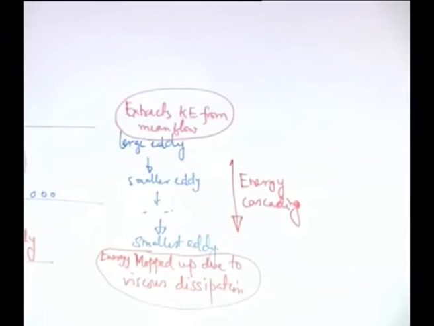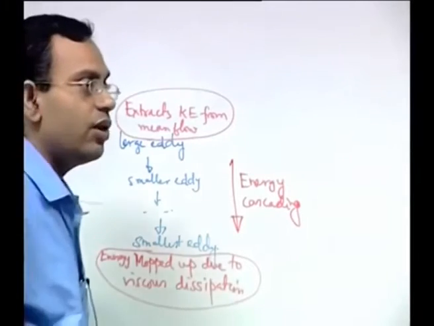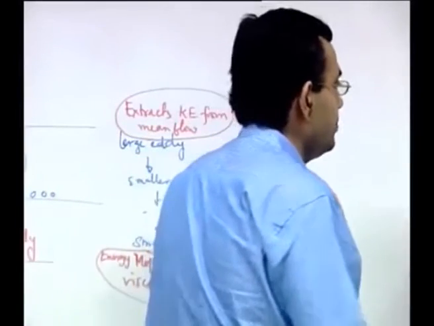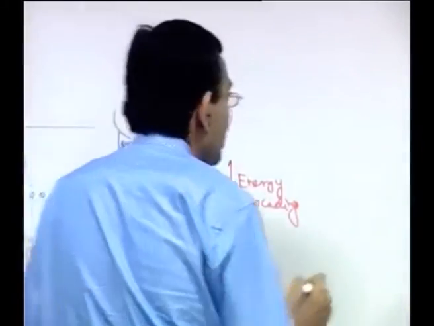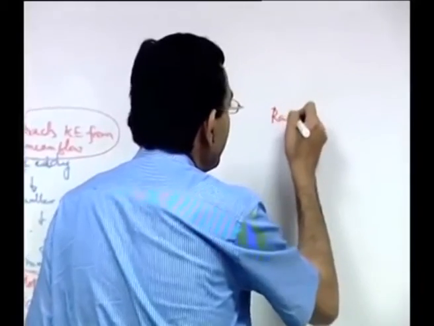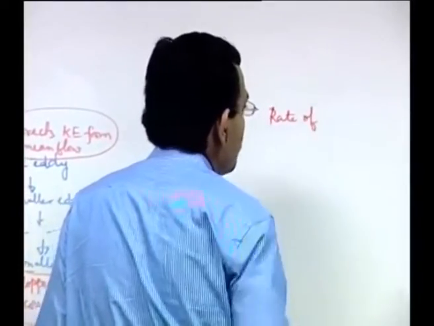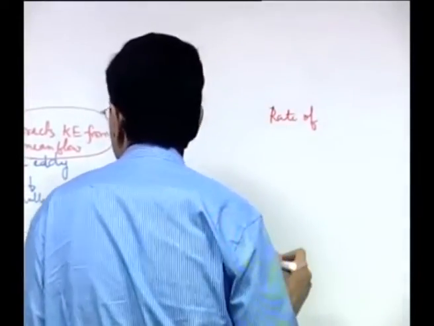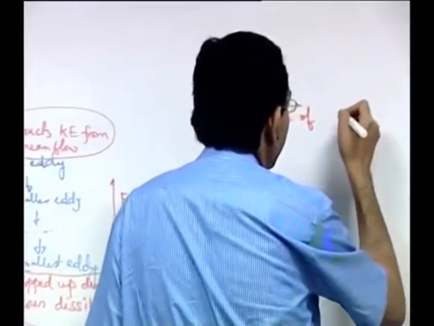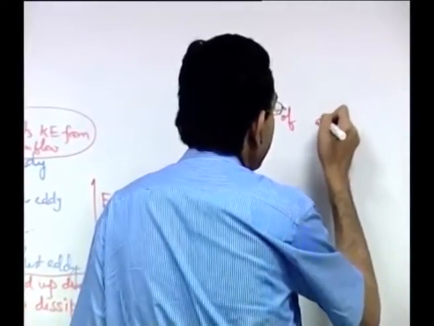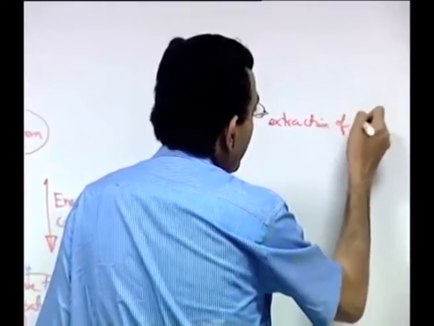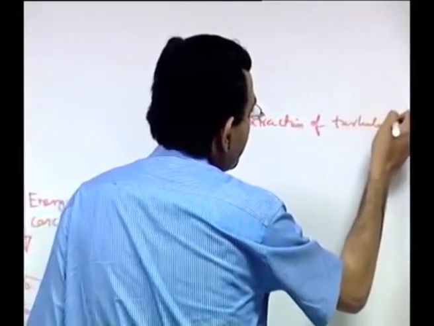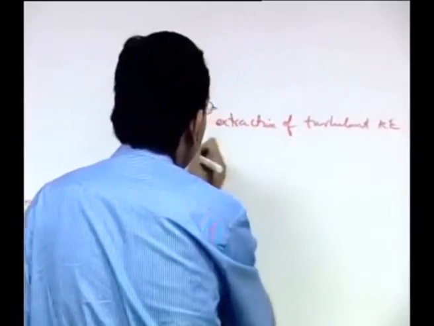To understand how different length scales are involved in this energy cascading mechanism, let us first write the rate of extraction of turbulent kinetic energy from the mean flow.